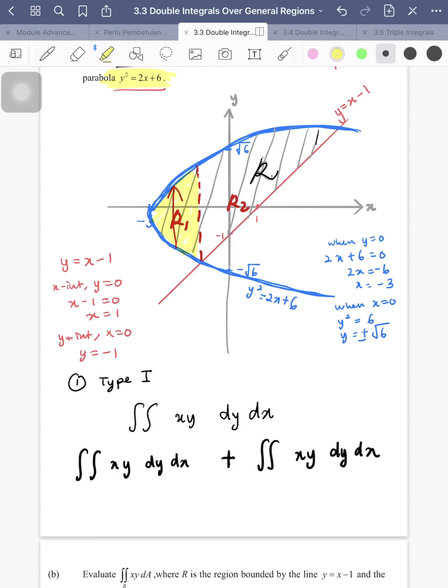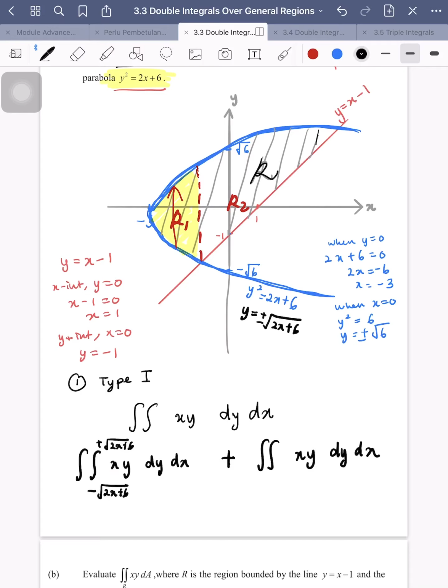From the bottom you meet the curve, and at the top you also meet the curve. So your equation of the curve will be y equal to, bring to the other side, plus minus square root of 2x plus 6. The negative is the bottom, the positive is on top. So your limit will be negative square root of 2x plus 6, and the top is positive square root of 2x plus 6. That is the limit of y for region 1.